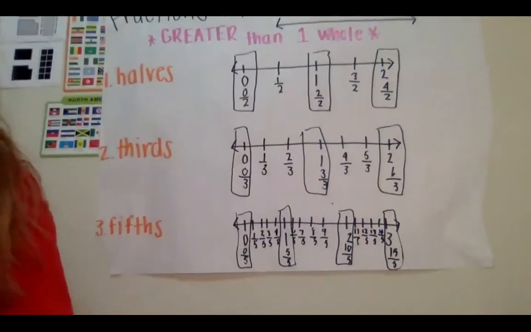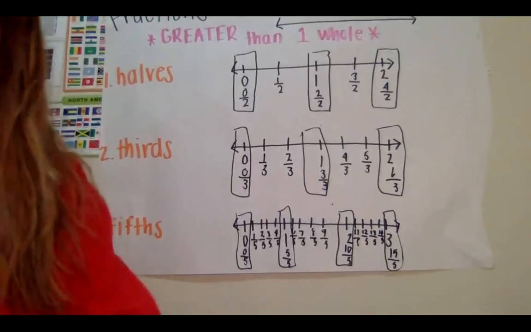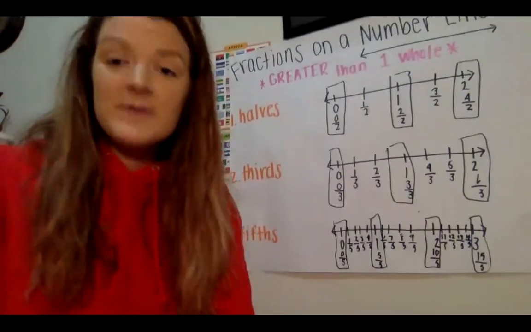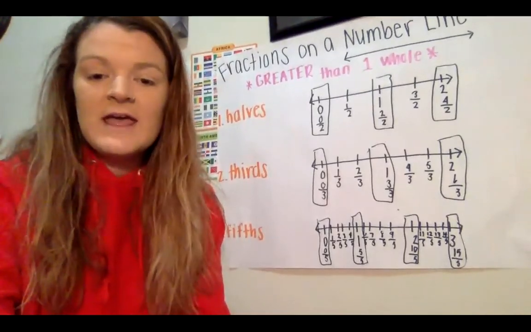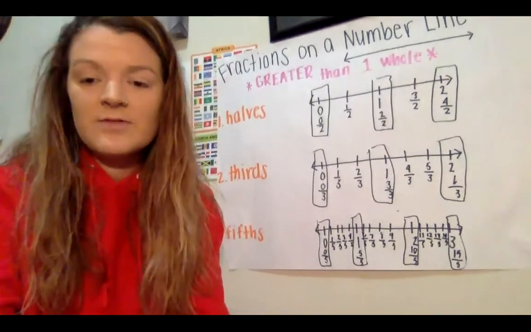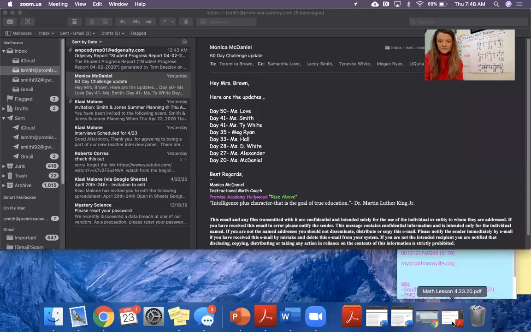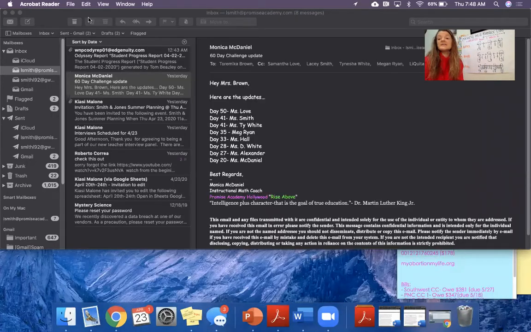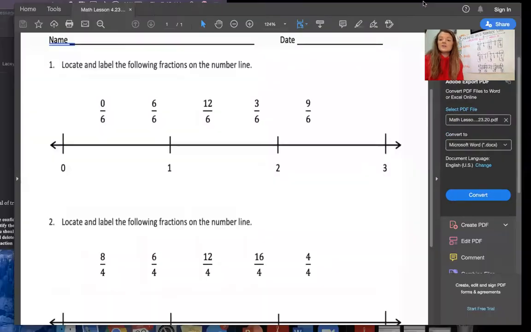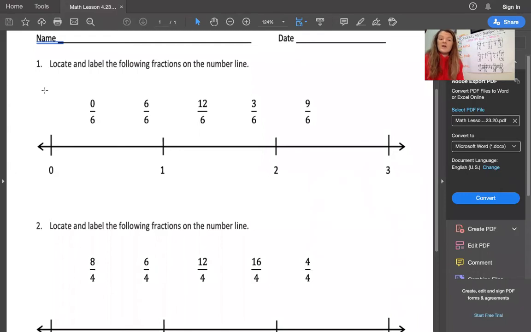Now, your classwork today is going to be very similar to some of the practice problems we just did. So I'm going to go ahead and show you what that looks like so we can go through it real quick. So here is your classwork for today. It's actually only 2 problems today. So again, same thing we've always said. If you do not have a printer at home, that's fine. Just write on a piece of paper, number 1 and number 2.